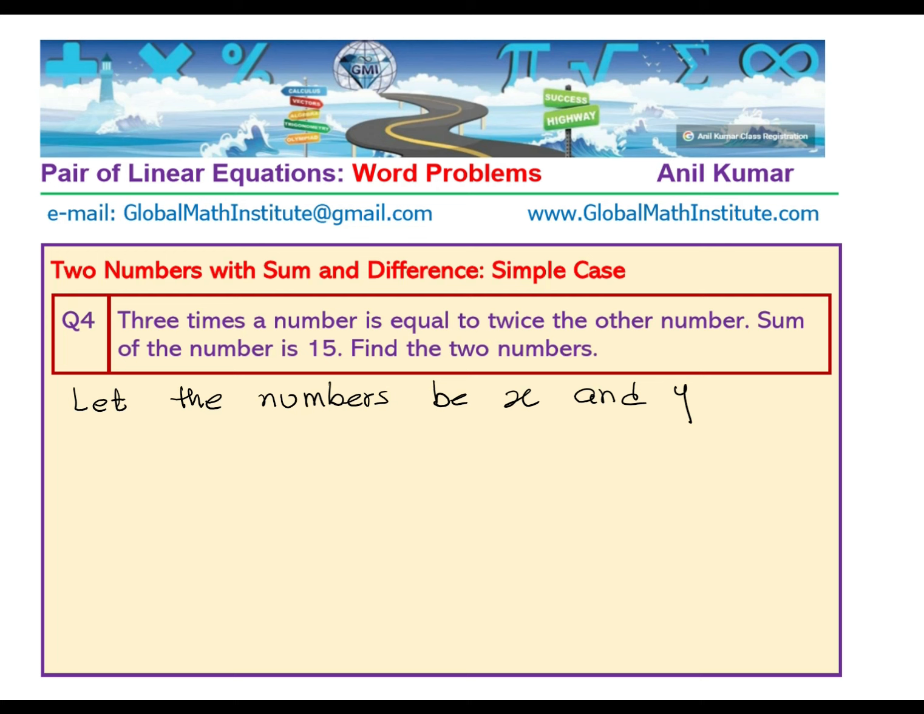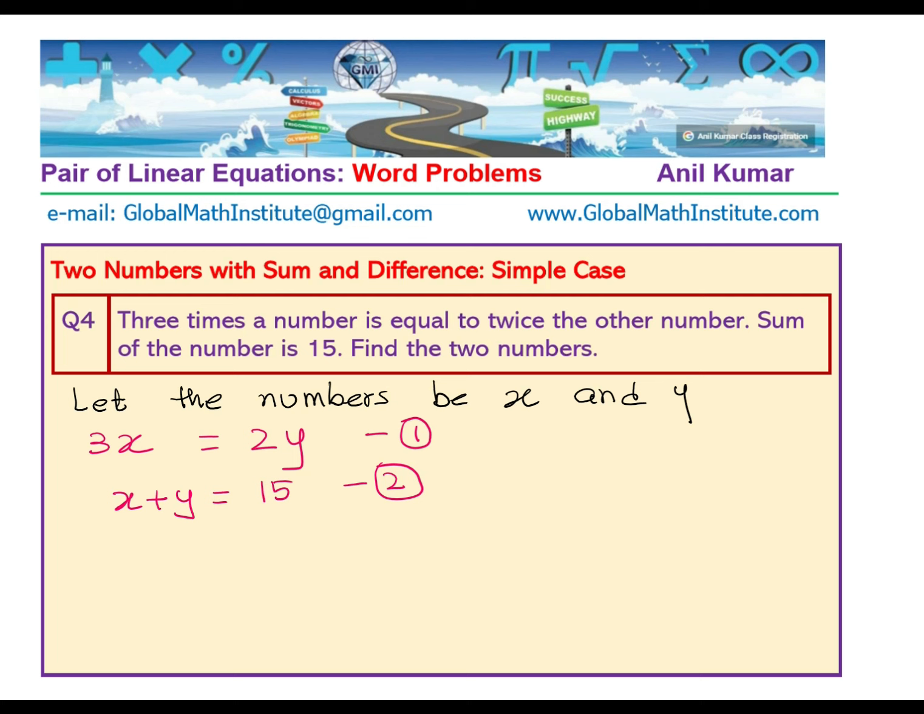Now the first statement is 3 times a number is equal to twice the other number. So 3 times a number means 3 times x, any one of them, right? 3 times a number equals twice the other number, which is y. So we get our first equation. Second, the sum of the numbers is 15, means x plus y is 15. Find the two numbers.